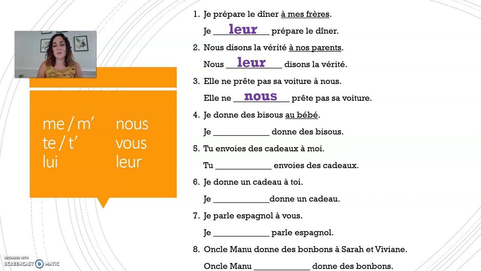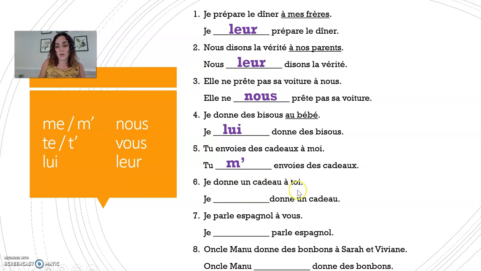4. Je donne des bisous au bébé. I'm giving kisses to the baby. Well, the baby isn't me, you, us. It has to be lui. It's just one person. Je lui donne des bisous. I give him kisses. Numéro 5. Tu envoies des cadeaux à moi. À moi is to me, so the correct way to write this would be to put me in this blank, but envoie starts with a vowel. So if you notice that, you would know to make the contraction: tu m'envoies des cadeaux.